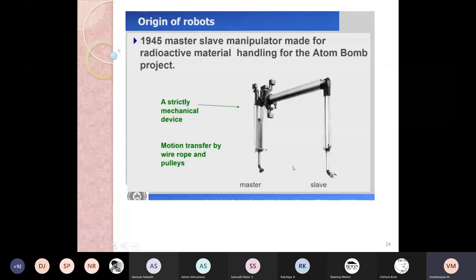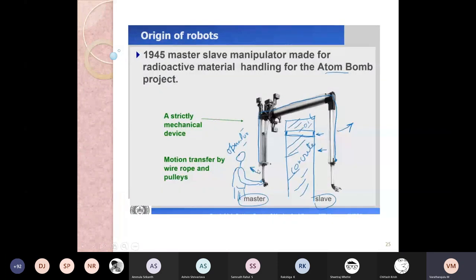When we are dealing with radioactive material, we have to be very conscious of the absence of the human, because it may hurt the people. Therefore, at that time, they introduced the master slave manipulator, which can replicate the work done by the master. Strictly, it is a mechanical device. The motion alone is transferred through the wire ropes and pulleys.